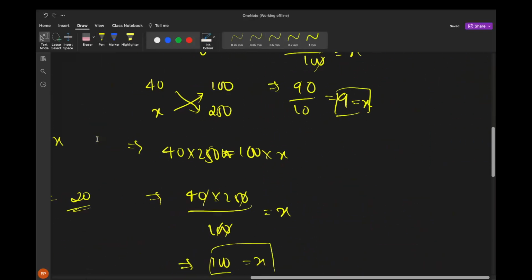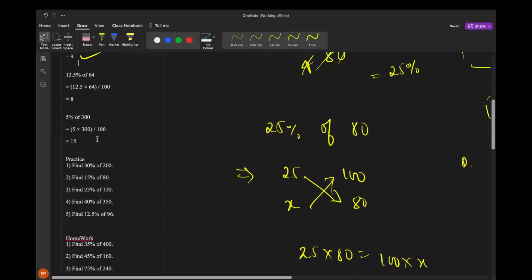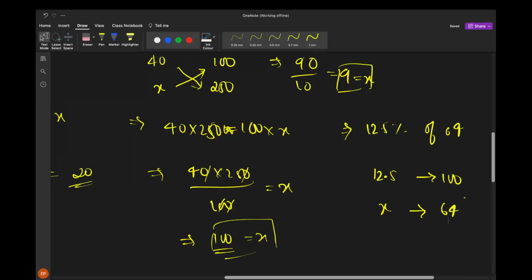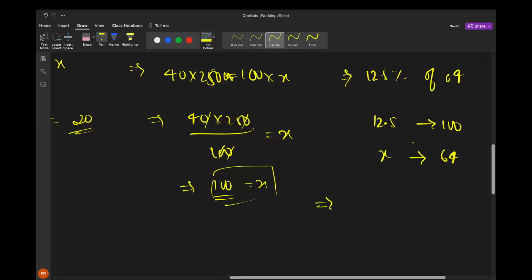12.5% of 64. 12.5% of 64, right? Means 12.5 for 100. How much for 64? That's it. Cross multiply and equate. 12.5 into 64 is equal to 100 into x.